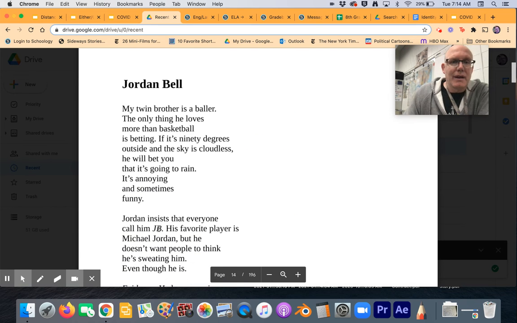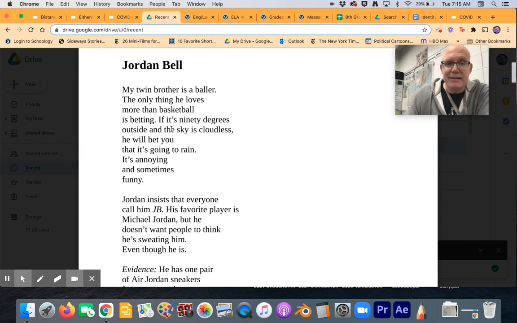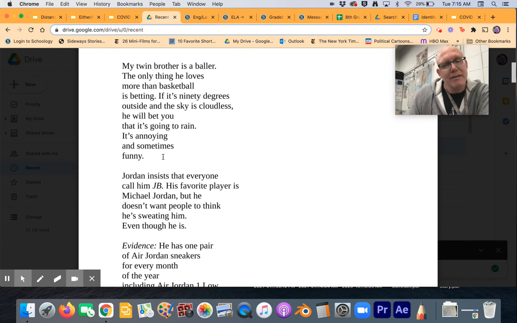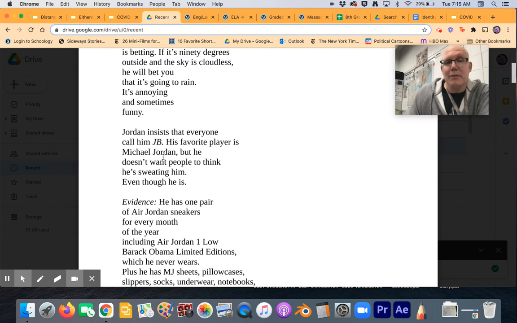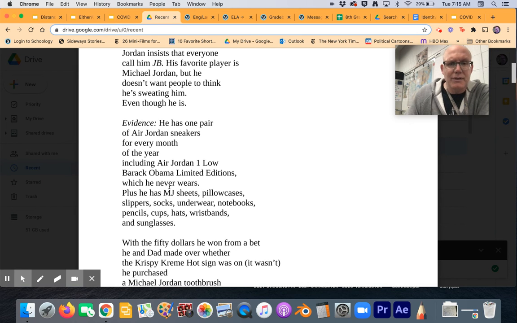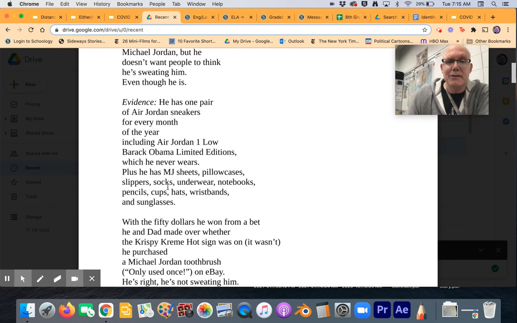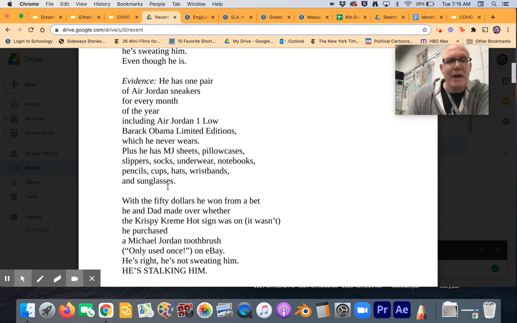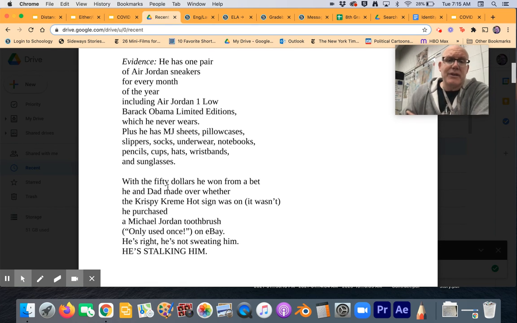Jordan Bell. My twin brother is a baller. The only thing he loves more than basketball is betting. If it's 90 degrees outside and the sky is cloudless, he will bet you that it's going to rain. It's annoying, sometimes funny. Jordan insists that everyone calls him JB. His favorite player is Michael Jordan, but he doesn't want people to think he's sweating him, even though he is. Evidence. He has one pair of Air Jordan sneakers for every month of the year, including Air Jordan 1 Low Barack Obama limited editions, which he never wears. Plus, he has MJ sheets, pillowcases, slippers, socks, underwear, notebooks, pencils, cups, hats, wristbands, and sunglasses. With the $50 he won from a bet he and Dad made over whether the Krispy Kreme hot sign was on, it wasn't. He purchased a Michael Jordan toothbrush, only used once, on eBay. He's right. He's not sweating him.